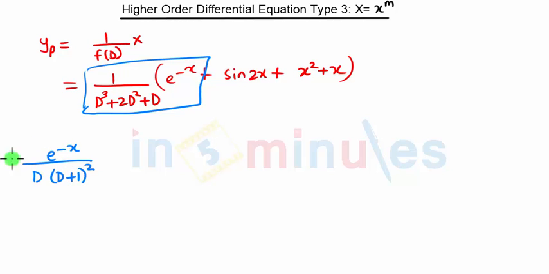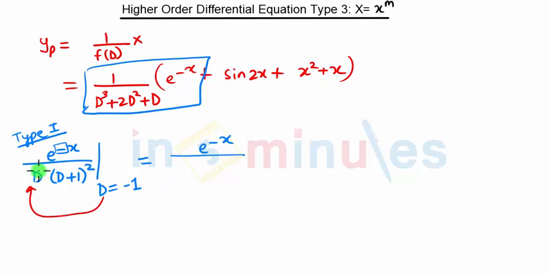So if you can see, this is of the form type 1. And in type 1 we will replace d by a. In our case a is minus 1. So we will replace d by minus 1. Here it is a, which is minus 1. So e raised to minus x will remain as it is, and when we replace d by minus 1, this d is not creating any problem, so we will write it as minus 1. When we substitute d equal to minus 1 in this factor, it will become minus 1 plus 1, which will be equal to 0.